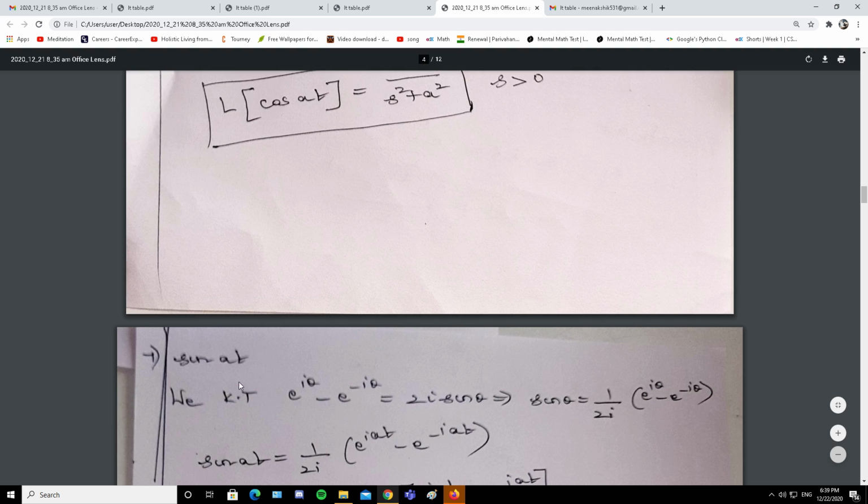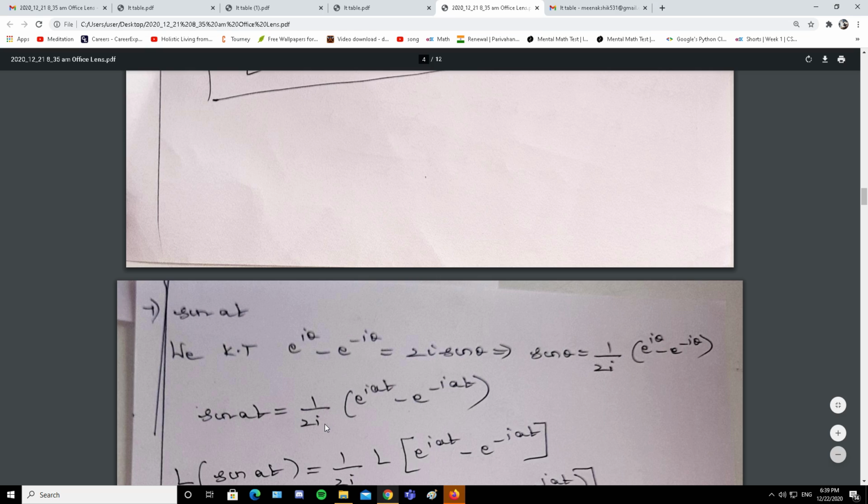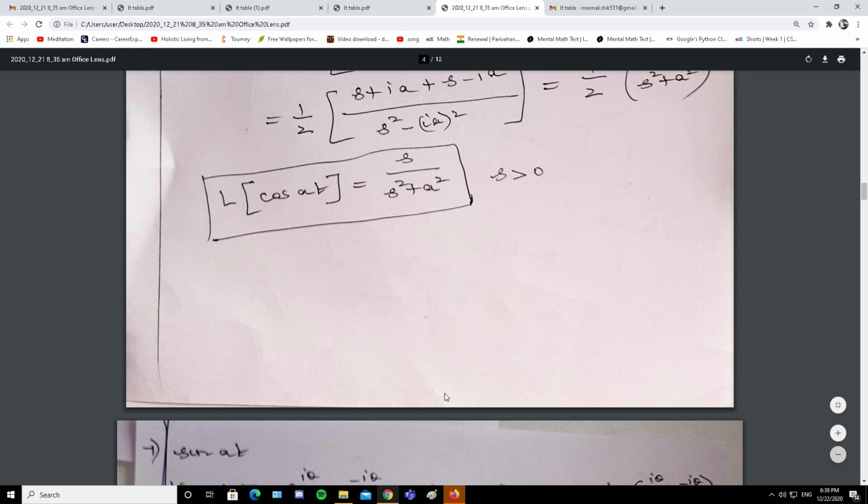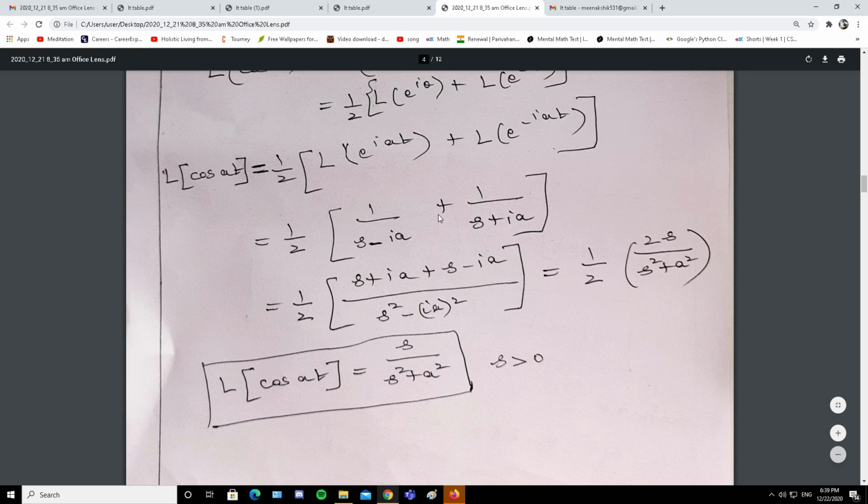Similarly, we can find the Laplace of sin at. What is sin theta? 1 by 2i of e power i theta minus e power minus i theta. So sin at is 1 by 2i of e power iat minus e power minus iat. So take Laplace on both sides. So it is similar to the previous one. In place of plus you have minus. In place of 2 you have 2i.